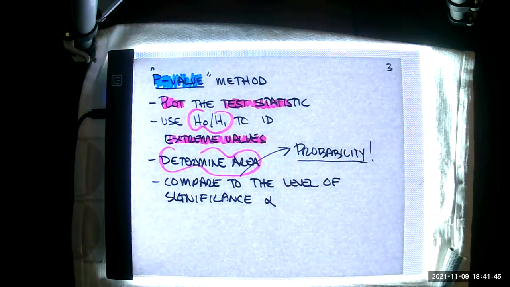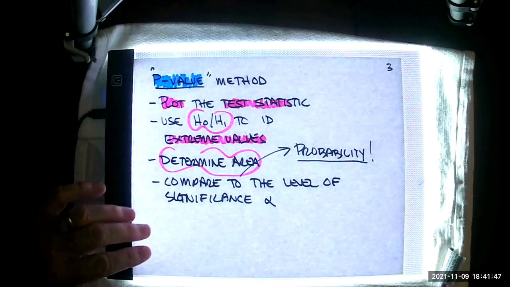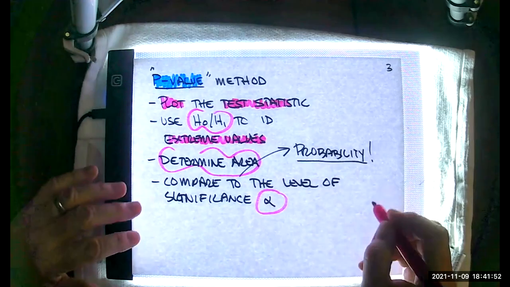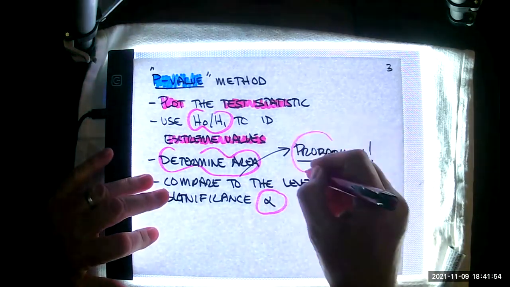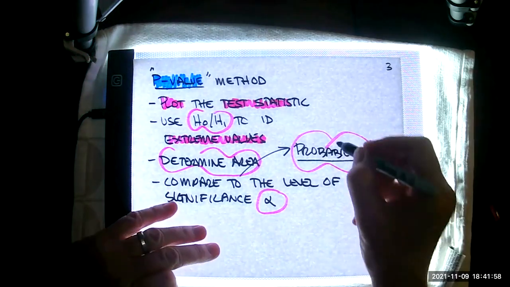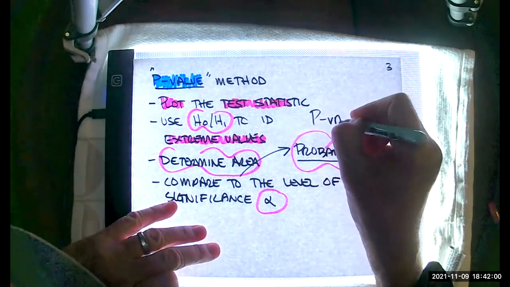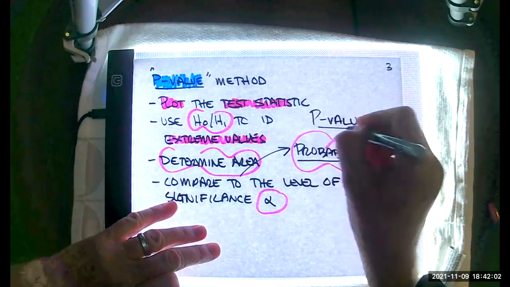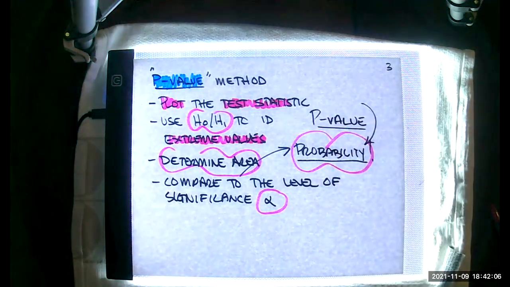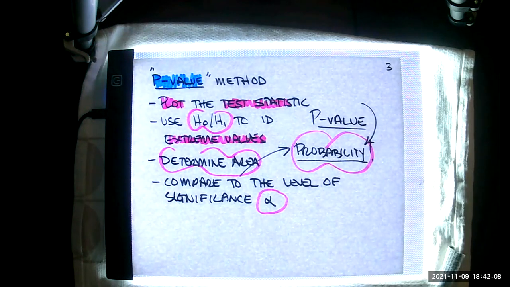And I can make a very direct comparison between the level of significance alpha and this probability. And this probability is what we call the p-value. That's what the probability is known as, and it is truly used as the conventional way to conduct a test of hypothesis.